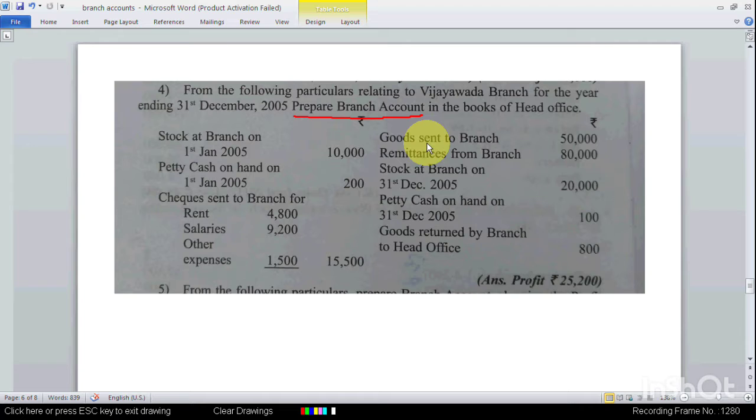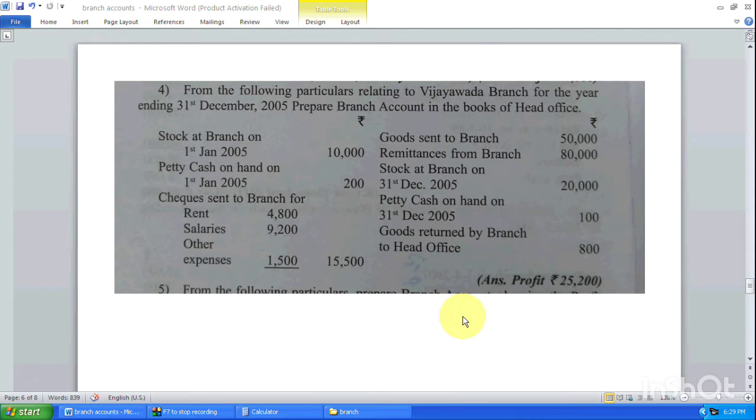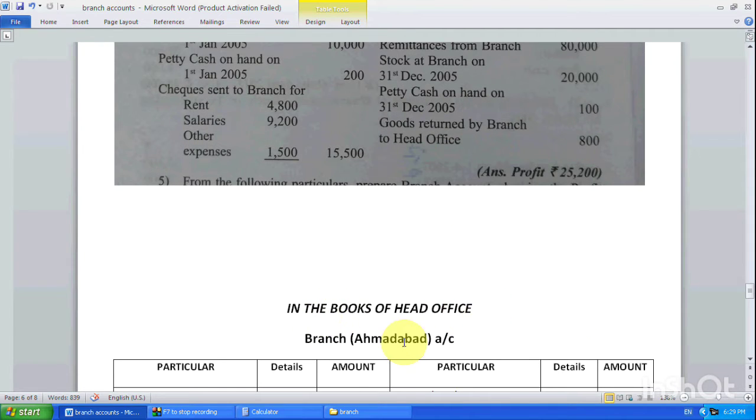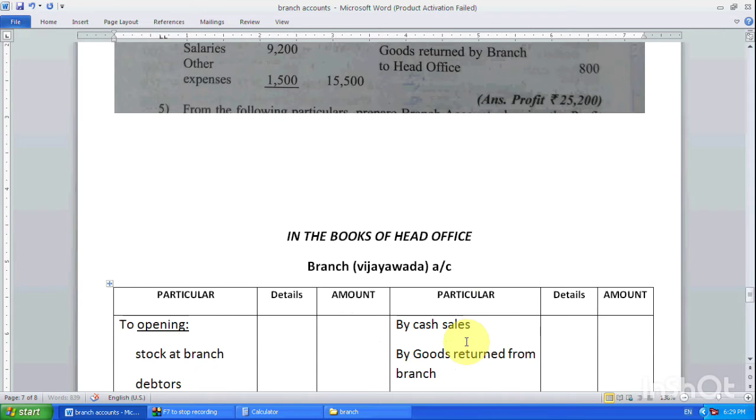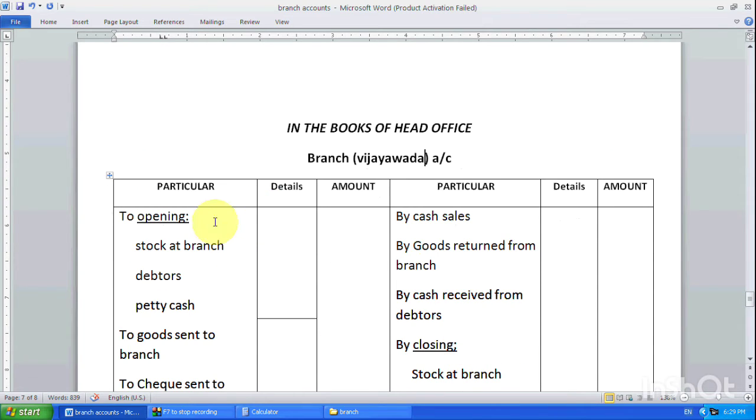The profit will be 25,200. We have to bring out this 25,200 profit. So remember the entries. Let's start. Ledger account, branch account in the books of head office. The branch mentioned here is Vijayawada. Now let's see, debit is always expenses, credit is always income. I have already written some of the entries here, so it will be easy to understand.